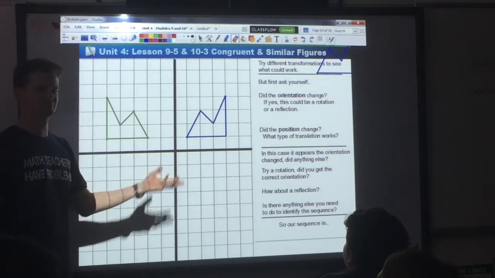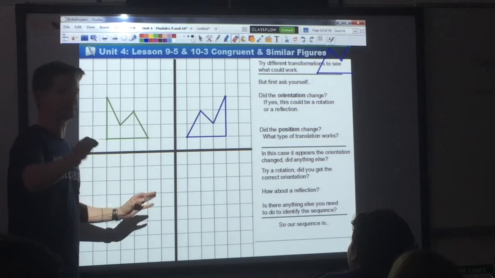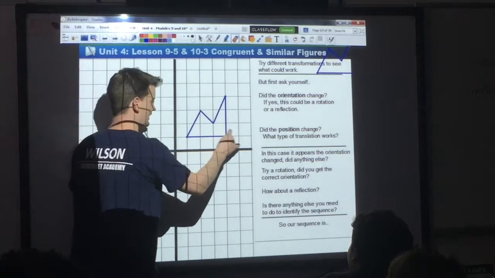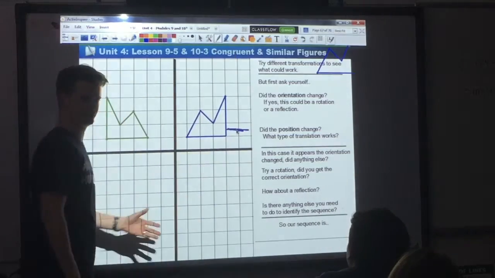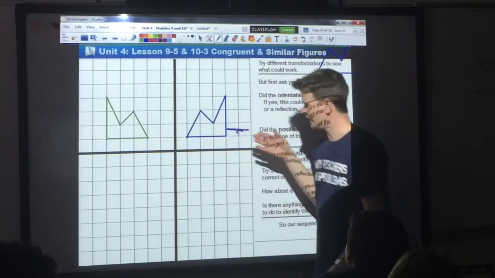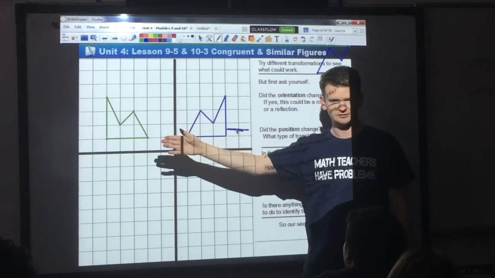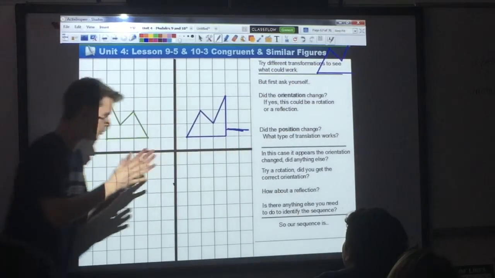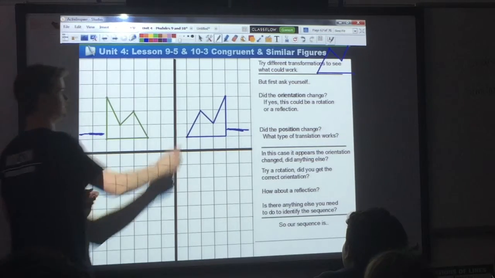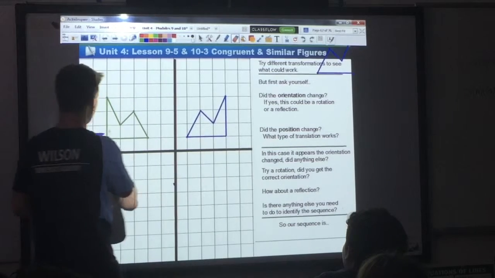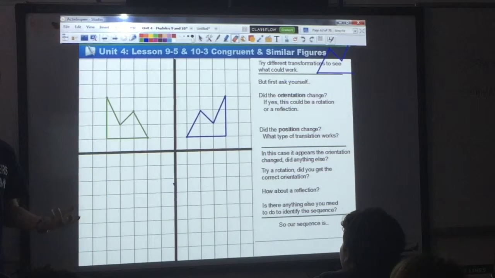All right, so let's pretend then that this is an arrow. And here is kind of an arrow, a really badly shaped arrow. You see how it's pointing in that direction? If we look over here, see how it's pointing in the other direction? So when you see that, that's a big indicator that the orientation has changed.